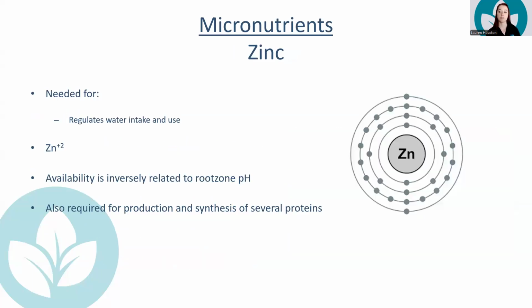Next is zinc. Zinc helps plants regulate water intake and use. Unlike most other nutrients, zinc's availability is inversely related to root zone pH, meaning it's typically more available at a slightly lower pH range.